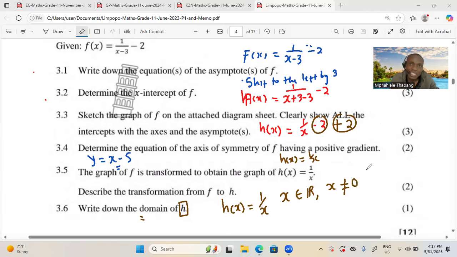Remember, I said for finding the x asymptote, you simply take the denominator and equate it to 0. What is your denominator here? It's x. So if you equate the denominator to 0, you say x equals 0. This is the x asymptote. And when you write the domain of a hyperbola function, you simply say x can be any real number, but x should not be the x asymptote.